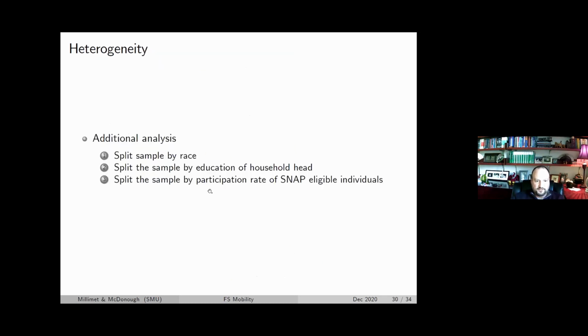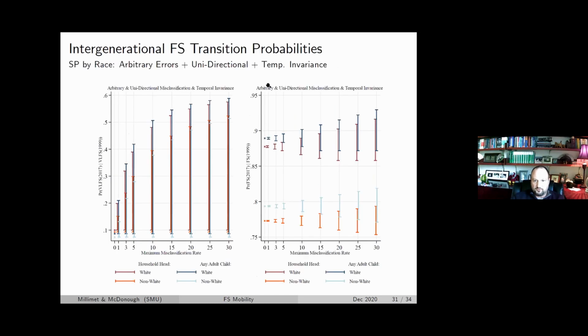Then we split the sample and look at different dimensions. Just to show you one, again this is the conditional staying probability of being food secure, and now we're breaking it up by race. The darker ones up here are the conditional staying probability bounds for white households, and these are for non-white households. There's no formal test here, but I'm just using the fact that the bounds don't overlap to say that these things are different. Even allowing for quite a bit of measurement error, we can still say that these things don't overlap, and the staying probability is much higher for white households than for non-white households.